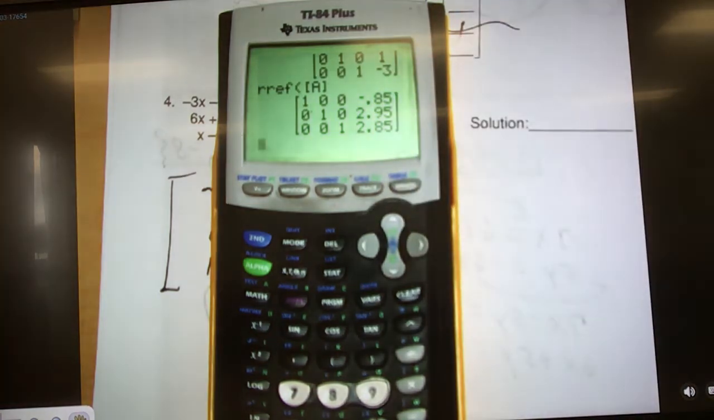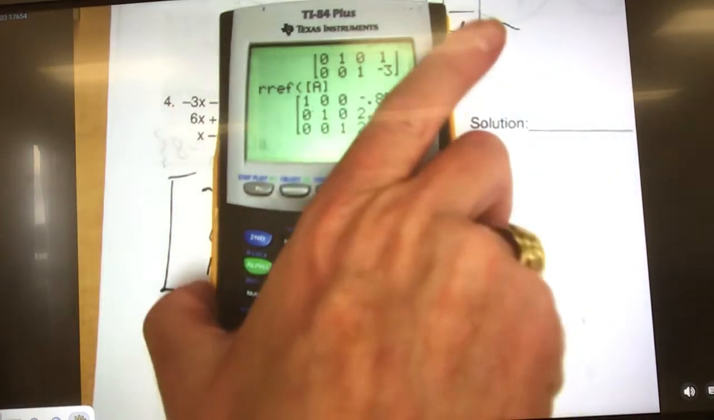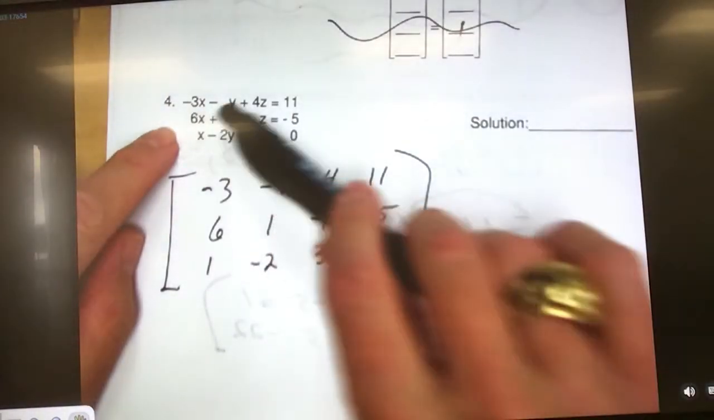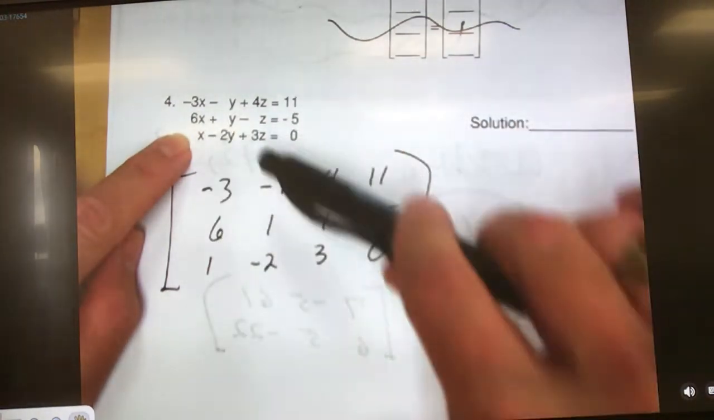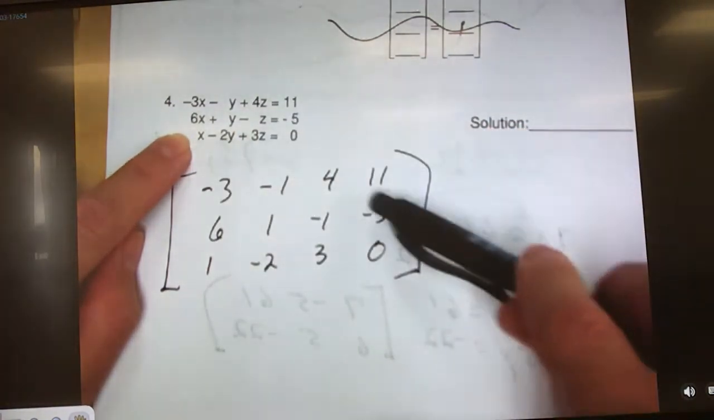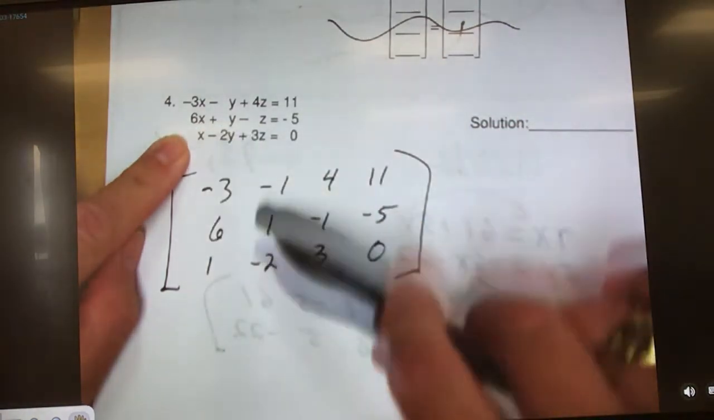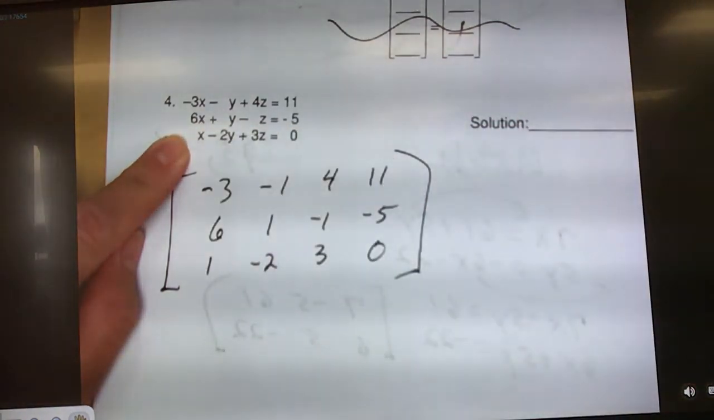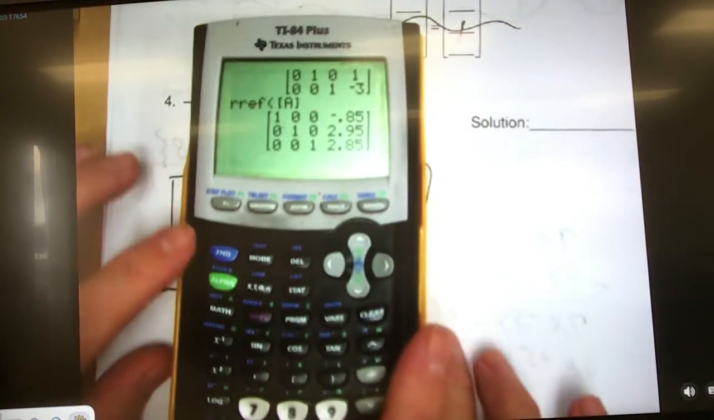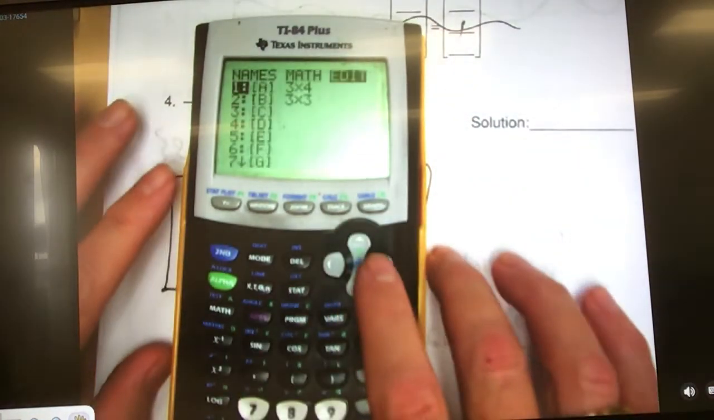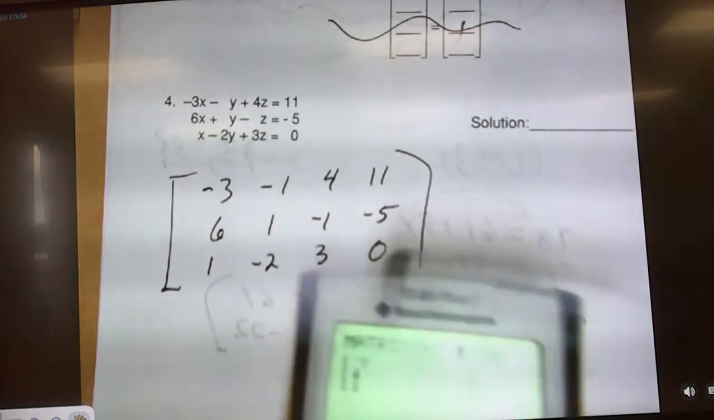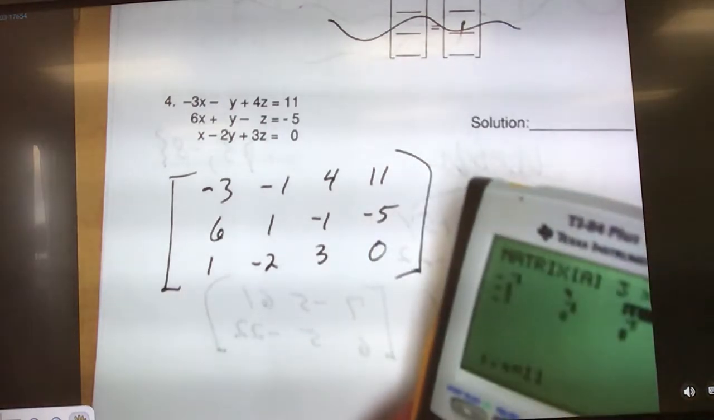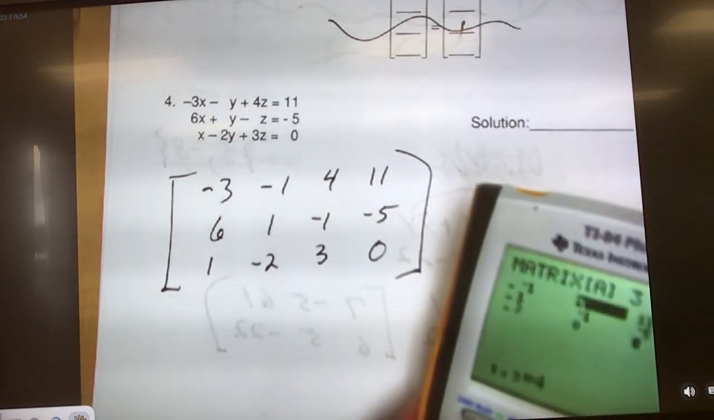Since they look a little bit crazy, I'm going to double check my work just to make sure. So I go back and I look at it, and I have -3, -1, 4, 11, 6, 1, -1, -5, 1, -2, 3, and 0. Double checking to make sure I put them in correctly into my calculator. And you don't have to do this because more than likely you got it right, but you could always check it if you think your numbers look a little bit off.